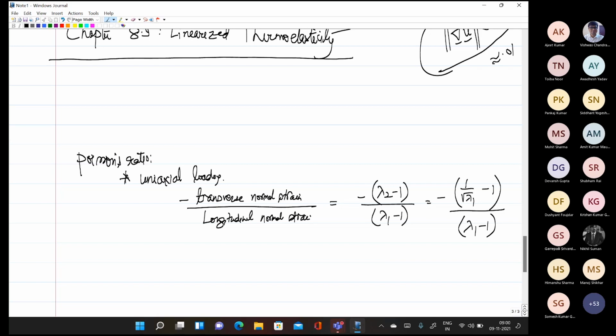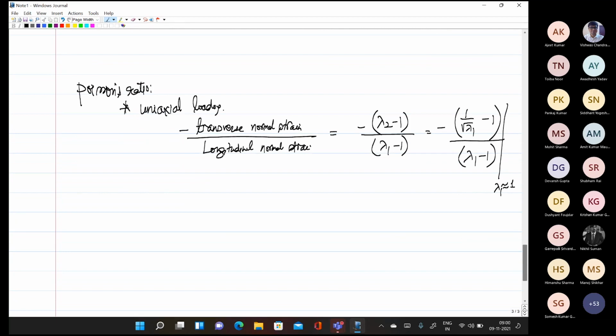But the Poisson's ratio that we have been talking about is for the linearized theory of elasticity, where it's a single constant. So maybe here also, what is this ratio when lambda 1 is very, very close to 1? What is this equal to? That will give you the Poisson's ratio in the linearized theory. Okay, so let us try to do that and see if we get something.